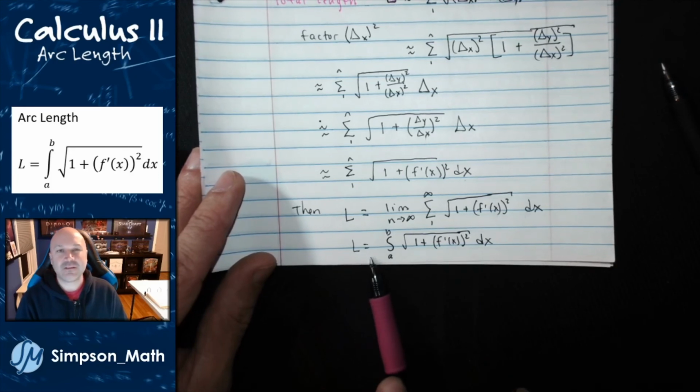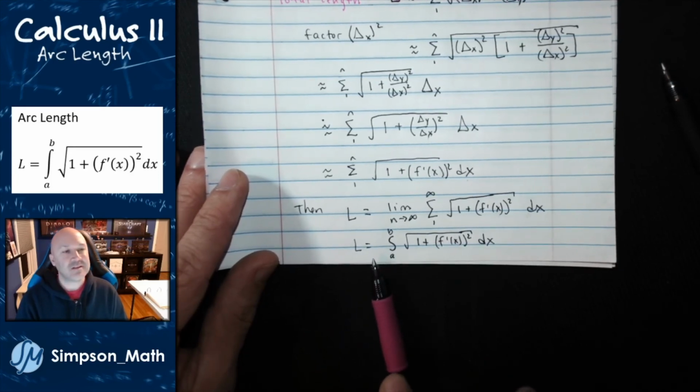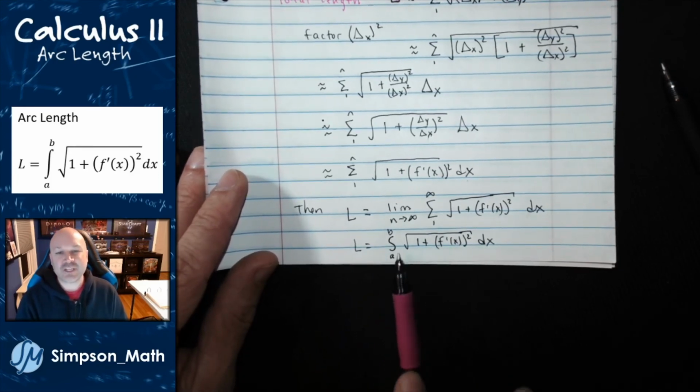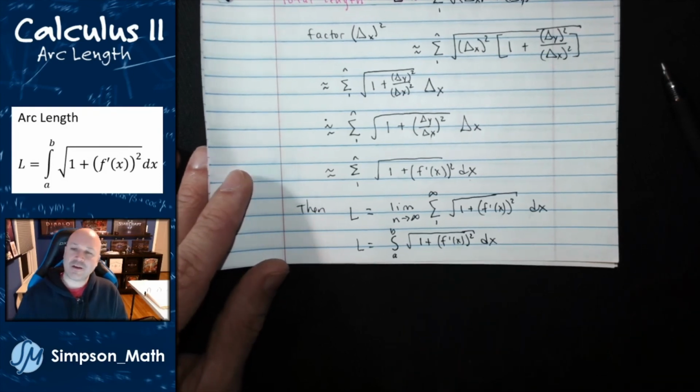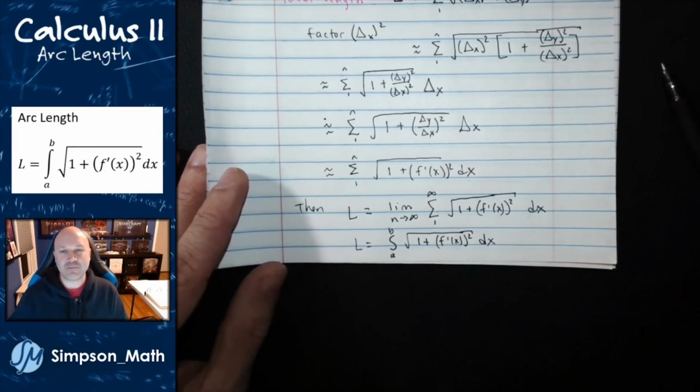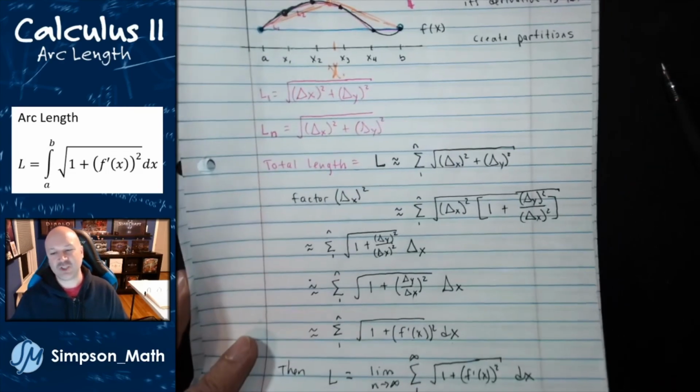The arc length formula states this. You just integrate along the interval the square root of 1 plus the derivative of the function squared. Bam. Alright, in my next video we will do some examples and show you how easy this is.